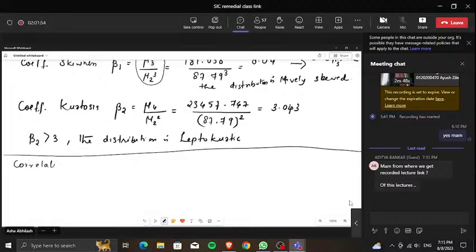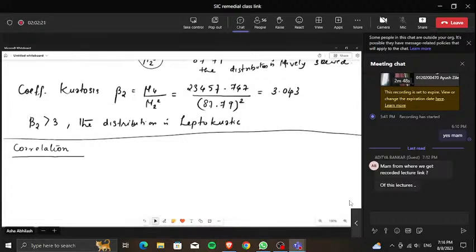Correlation. So obviously here also you will be given two separate sets of data, and you have to find what is the relation between those two variables. You will be given some x variable and y variable data, and you have to check what is the relation between these two variables. You can find this by using correlation analysis.